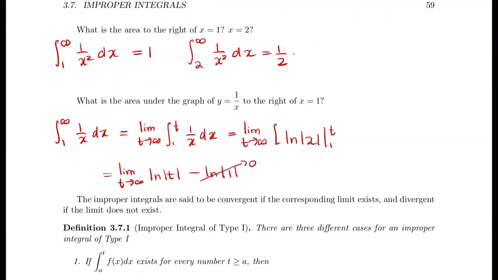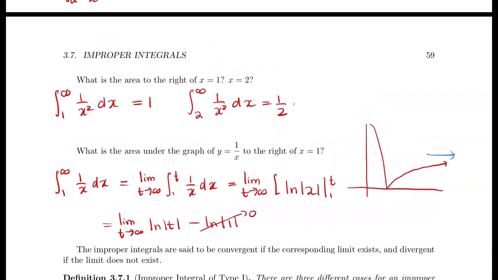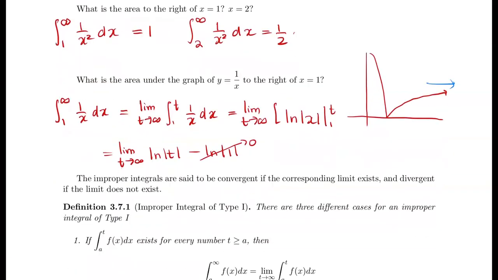So we see here, as t approaches infinity, well, if you try to sketch the graph of this, it would look something like this. So as it approaches infinity, we see that the integral actually diverges, or the limit actually does not exist. So this, we say it does not exist.